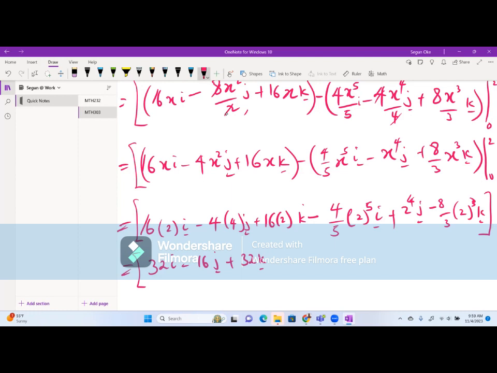2 raised to power 5 is what? 32, sir. 32 times 4 is 128. So 128 over 5 i, plus 16j, minus 2 raised to power 3 is what? 8. 8 times 8 is 64, over 3 k. So now, we will go component by component.